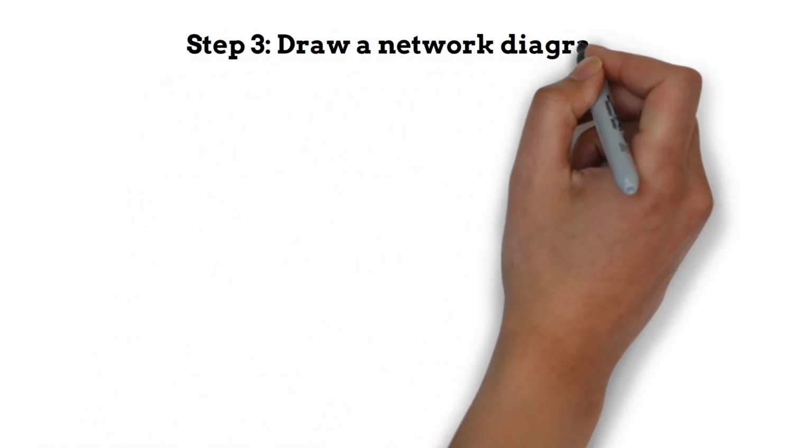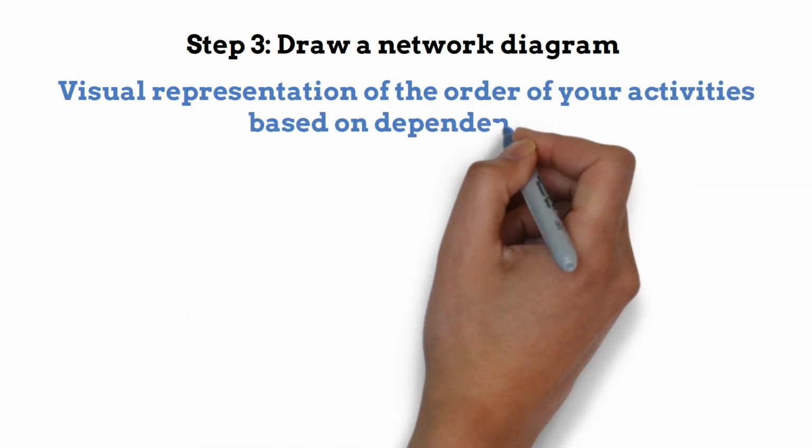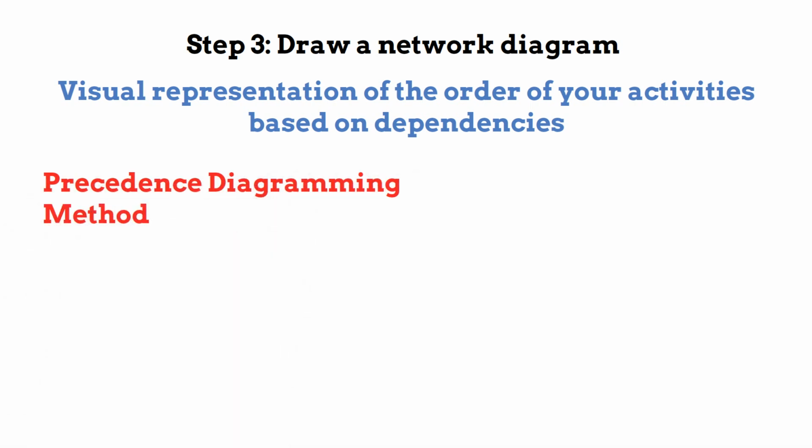Step 3. Draw a network diagram. Once you have identified the activities and their dependencies, you can draw the network diagram. The network diagram is a visual representation of the order of your activities based on dependencies. This diagram can be drawn by hand or you can use specialized software or tools or project management software like Microsoft Project and SmartDraw.